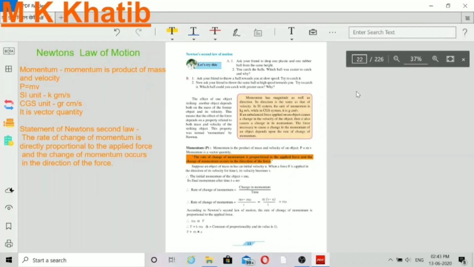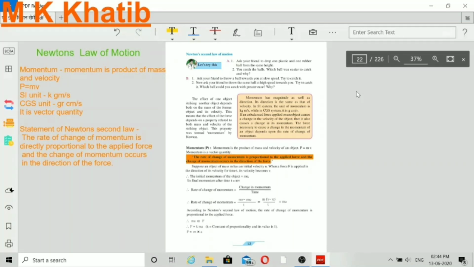Second activity, ask your friend to throw a ball towards you at slow speed. Try to catch it. Then ask your friend to throw the same ball at high speed towards you. Try to catch it. Which ball could you catch with greater ease? Why? In both activities, the ball having low mass and low velocity is easy to catch. Why does this happen? Because of the striking effect of the object.